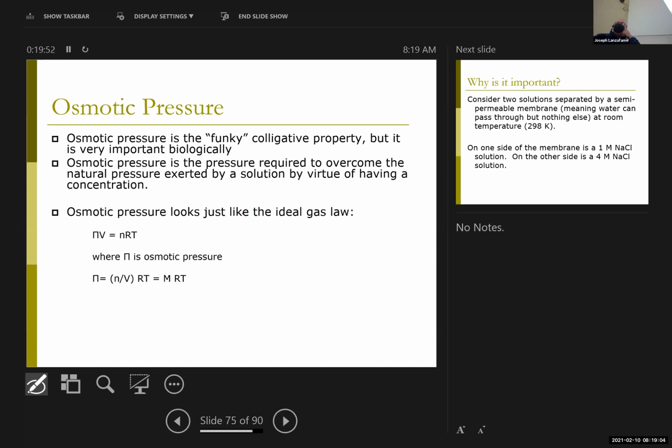Now, I say it's artificial because here's the thing. If I've got a solution, its freezing point moves. If I have a solution, its vapor pressure moves. If I have a solution, its boiling point moves. My other colligative properties exist as soon as I simply have a solution. Osmotic pressure is meaningless for a solution.